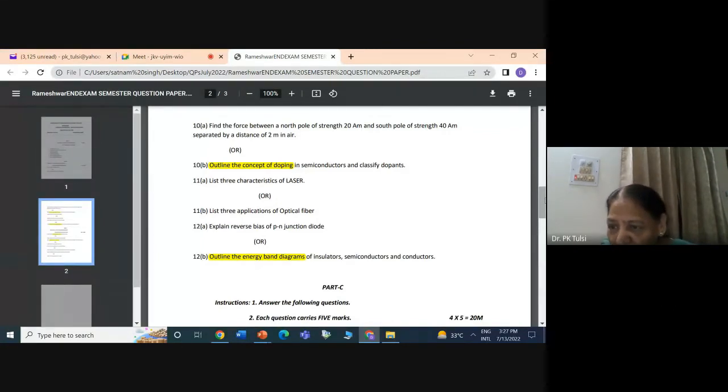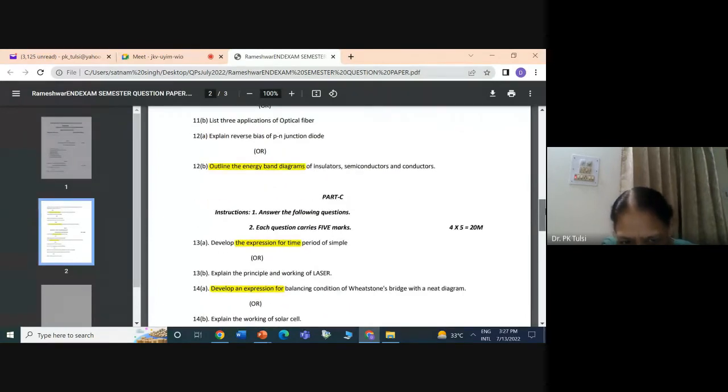And one thing which I observed, this has gone wrong. Then develop the expression. Are they going to develop the expression? Develop the expression for time period of simple. I think something is missing ahead. Simple pendulum, something is missing.